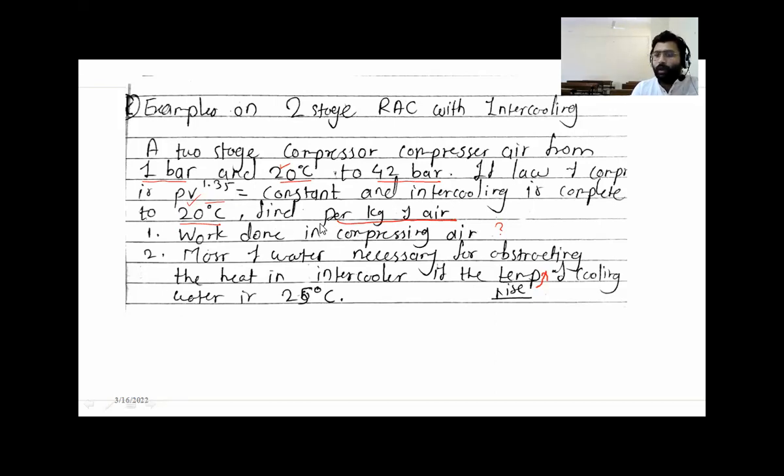So if you see the formula for work done or work required in a multi-stage compressor, we require all three pressure values P1, P2, and P4. But here only P1 is given, 1 bar, and P4 is given, 42 bar. P2 we have to calculate. Now we have seen for perfect intercooling, what is the criteria? P2 should be equal to the square root of P1 into P4. So that way we can calculate P2 and then we can calculate work done. For this case, we'll see in the next slide.